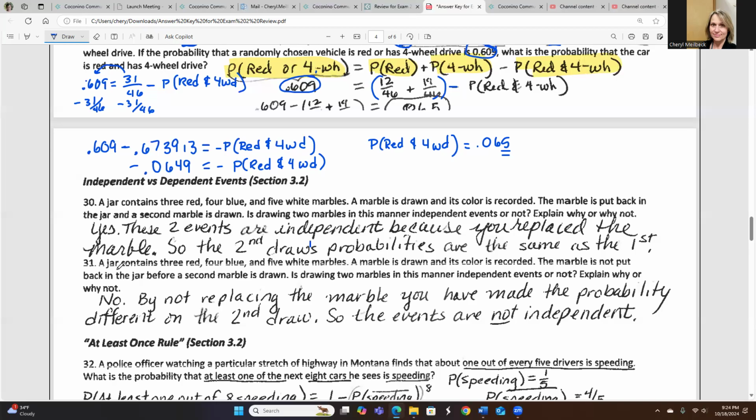But in example 31, where it says we have 3 red, 4 blue, and 5 white, and the marble is drawn and the color is recorded, but then the marble is not put back in the jar for the second marble to be drawn, is this independent? And we'd have to say no. Because by not replacing the marble, you have made the probability different on the second draw. So the events are not independent. So these two examples pretty much just explained independence and not independent.